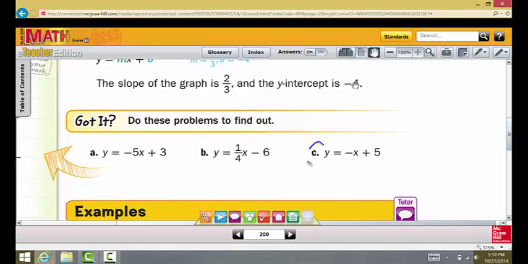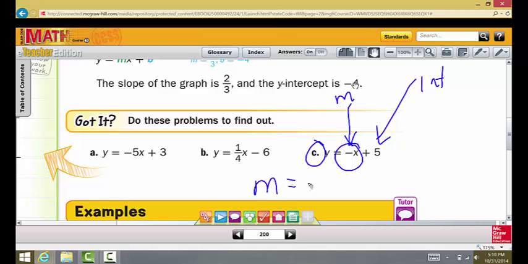Now let's take a look at letter C. We have a slope right there, and we have a Y-intercept right here. This is confusing to some kids, but remember that is negative 1x. So our slope is negative 1, and our Y-intercept is positive 5.